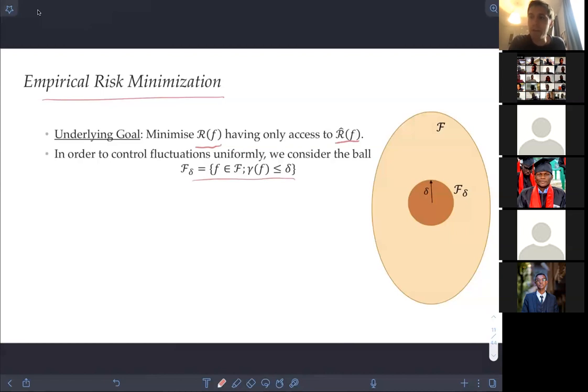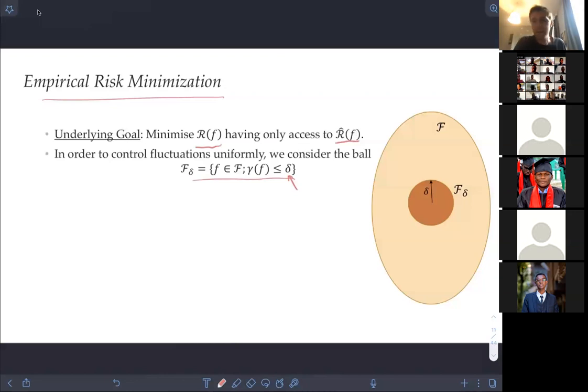So visually, you can visualize this as a space of all possible functions that I can implement, if you are using a neural net, for example. So you have the space of all possible functions that I can express with a neural net. And I'm only going to focus for now on those that I can express with small complexity. And the delta here, think of it as some kind of radius, some kind of norm, the maximum norm that you can afford.